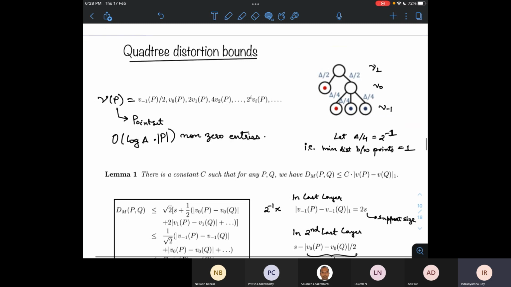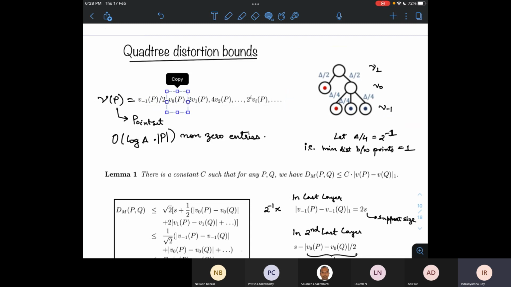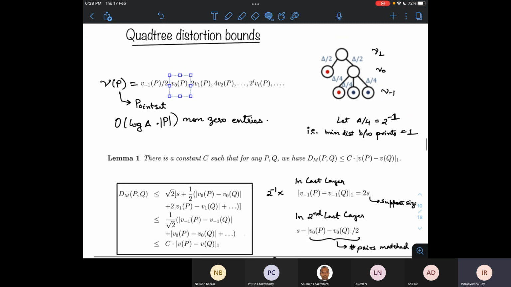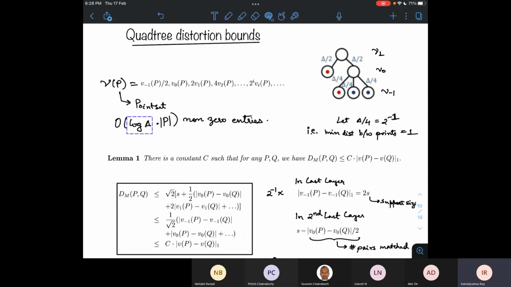So this is the new notation where we start with v_{-1}, which has a 2 to the power minus 1 sized grid, and then we move on to 2 to the power 0, 1, 2, and 2 to the power i. And P here is the original point set, the set of points that we have embedded into this tree metric. Like I said, there are order of cardinality of P times the height of the tree. The height of the tree will be log delta, where delta is the largest distance between pairs of points.